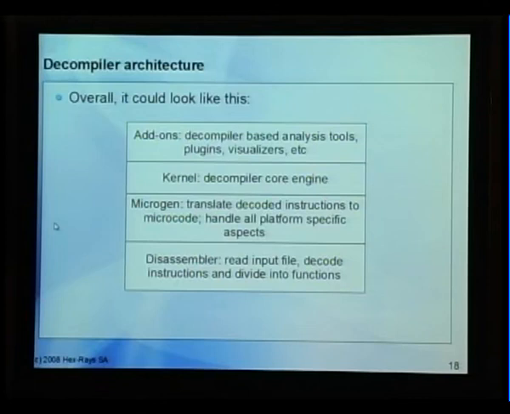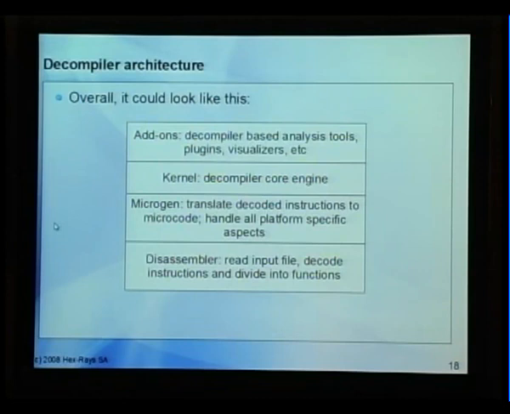On top of the disassembler will be a generator that will generate microcode. The microcode is the name of the intermediate representation, the intermediate language used by the decompiler. So we move away from the processor-specific stuff as soon as possible, and we switch to this microcode. This layer will also handle all platform-specific aspects. And the kernel is the core of the decompiler that will do everything that we need, do decompilation. On top of this, there will also be add-ons like plugins, visualizers, other tools, and so on.